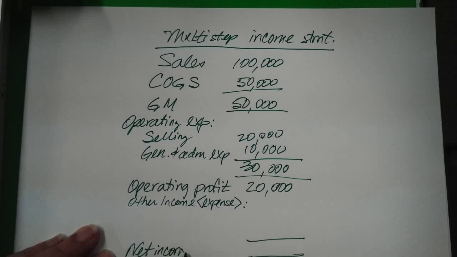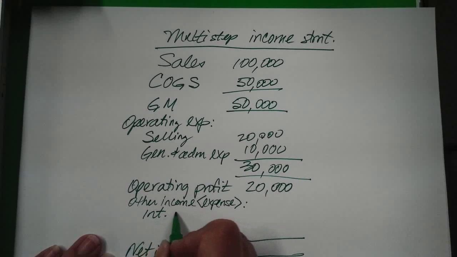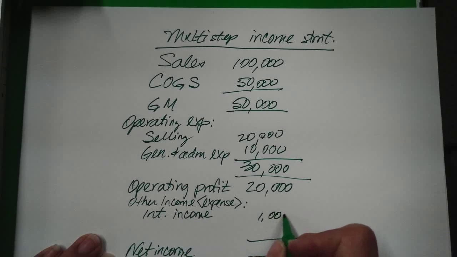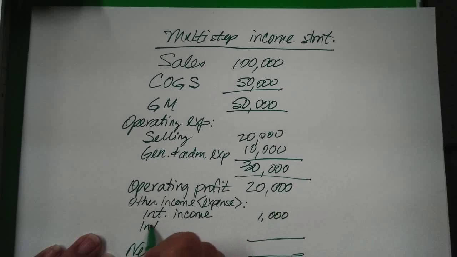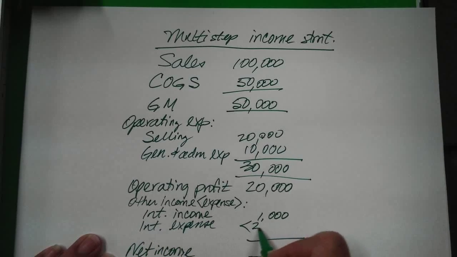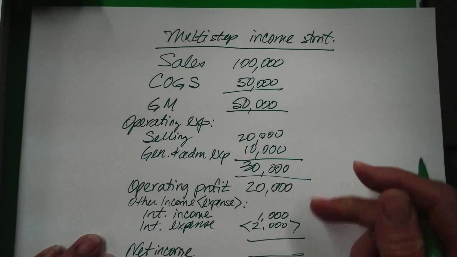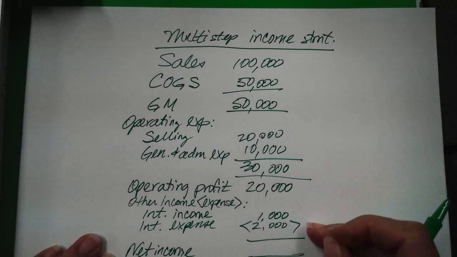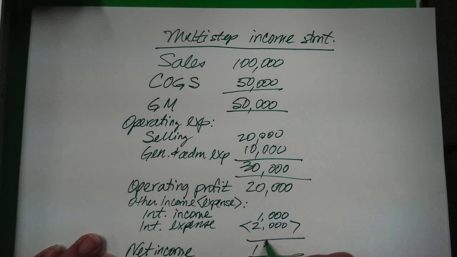I could get more technical and say we also usually need to be subtracting income tax, but we'll talk about that later. So maybe I've got some interest income, and it's probably just a little bit. And if I have a loan at the bank, I probably have interest expense, or I would have interest expense. So $20,000 plus interest income of $1,000 minus interest expense of $2,000 gets us to a net income of $19,000.